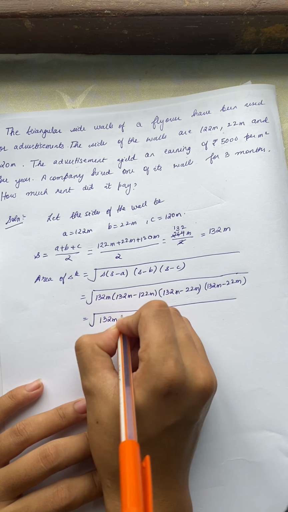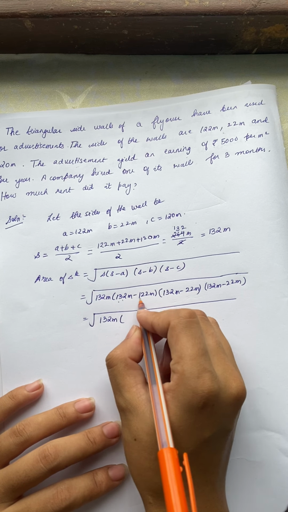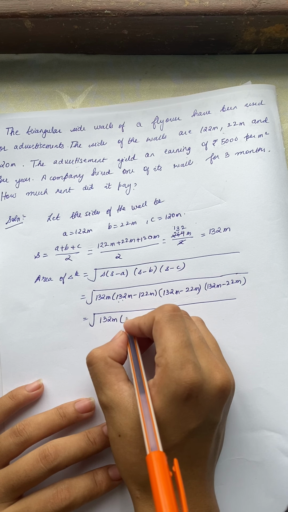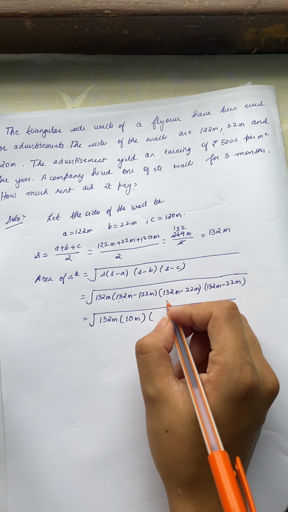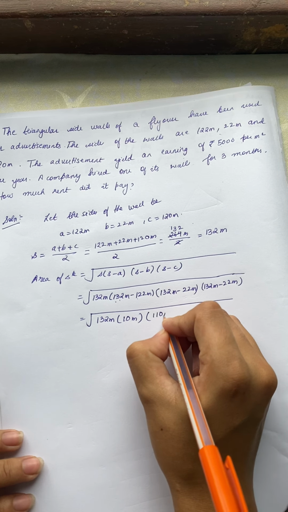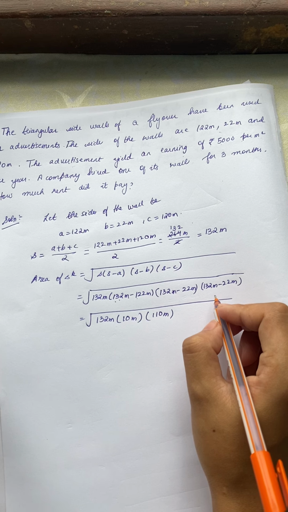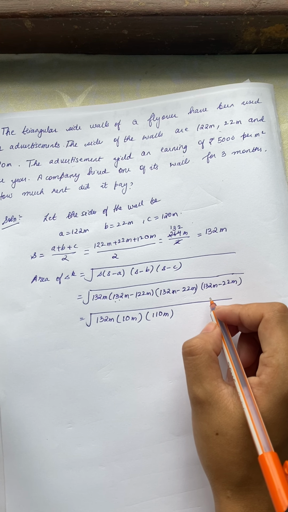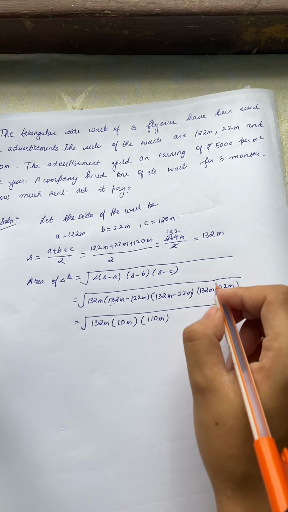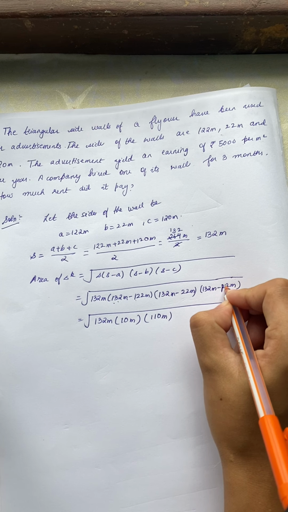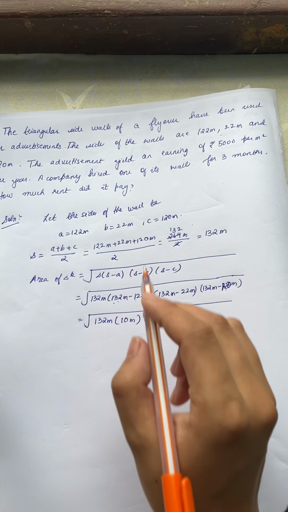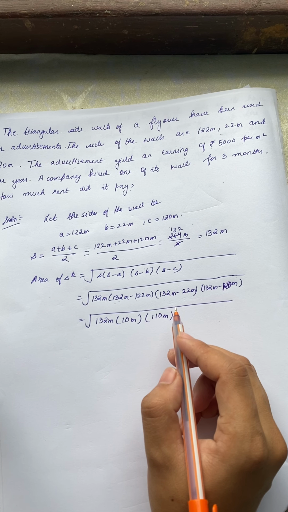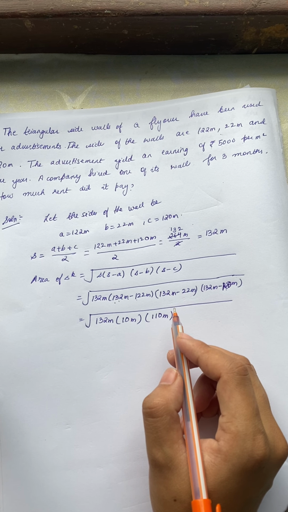Now 132 meter minus 122 meter is actually 10 meter. And 132 minus 22, how much is it? It is 110 meter. And then 132, this is not 22, this is 120. Sorry, make the correction, C is 120, not 22. I've written 22 there. 132 minus 120, how much is it?